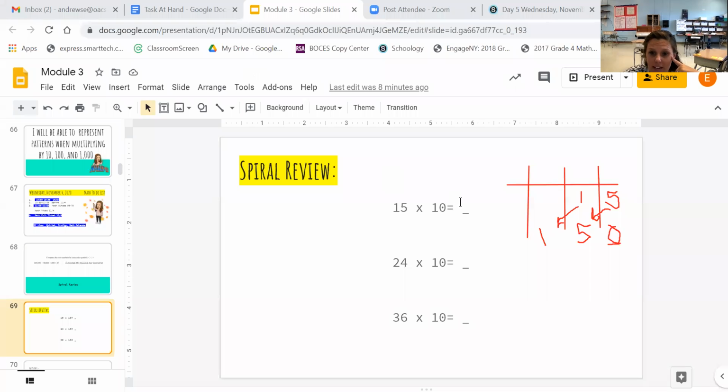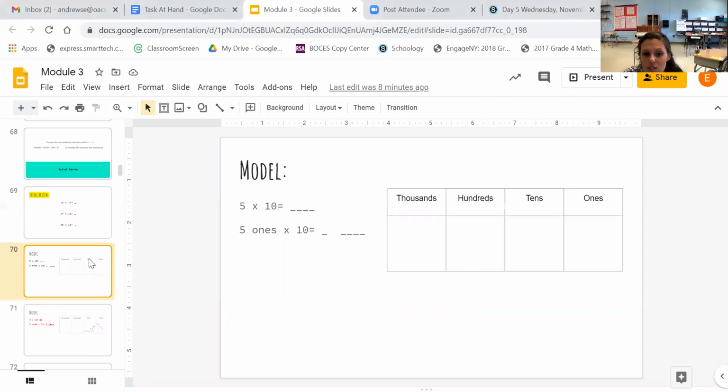So if we were writing in our numbers, you should have 150, 240, 360. When we multiply by 10, 10 times bigger, it's one place value to the left. Good job, boys and girls. That's it for review. Let's get started by multiplying by 10.